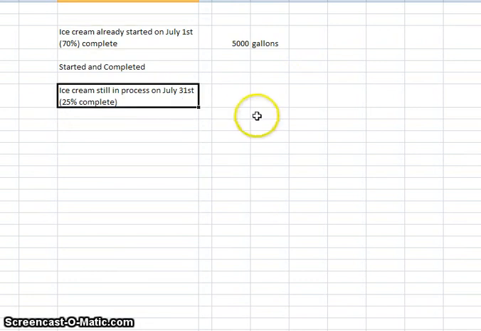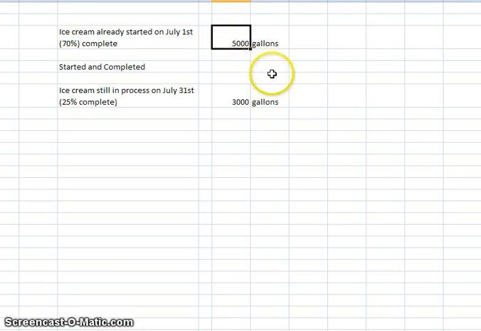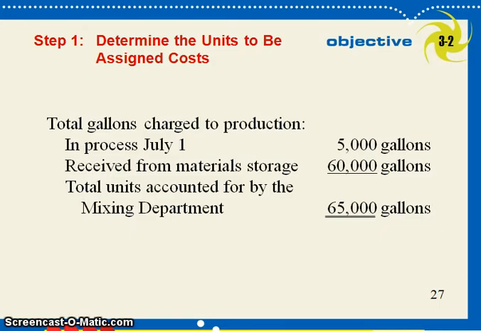And what ice cream is still in process on July 31st? Okay, so we're already told this information. We're told that 3,000 gallons are still in process on July 31st, and we were also told that 5,000 gallons were in here to begin with. Okay?